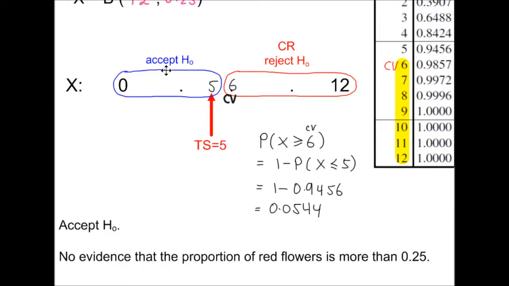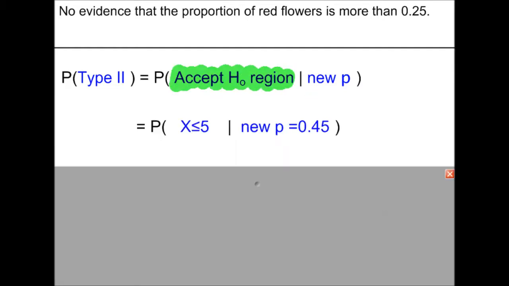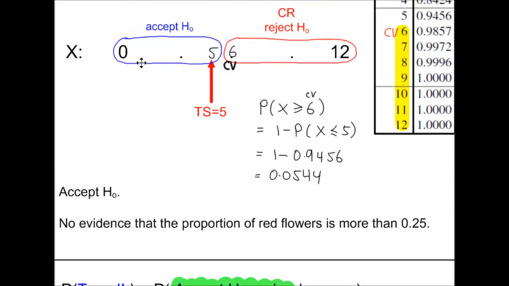Because we have accepted H0, it's possible that a type 2 error was made. A type 2 error is the probability of accepting H0 given some new value for the population proportion. The accept H0 region is P(x) less than or equal to 5 from here. This is the accept H0 region.